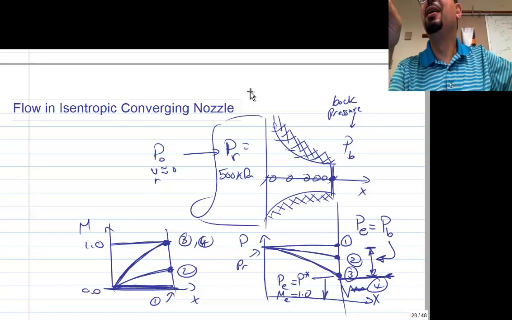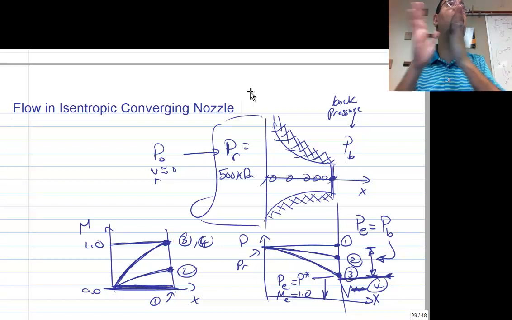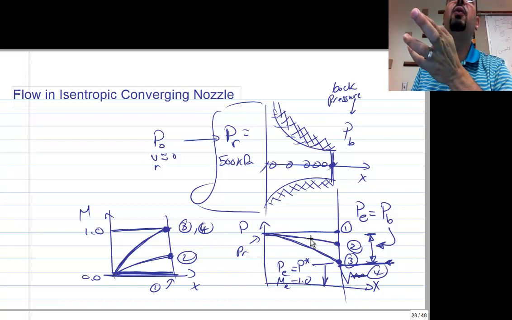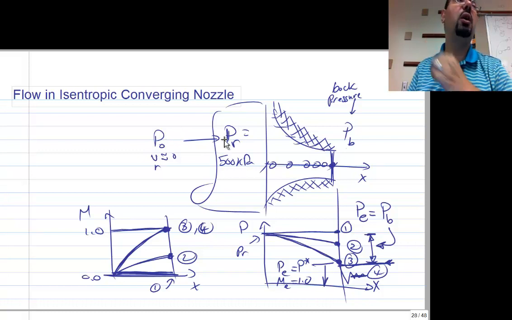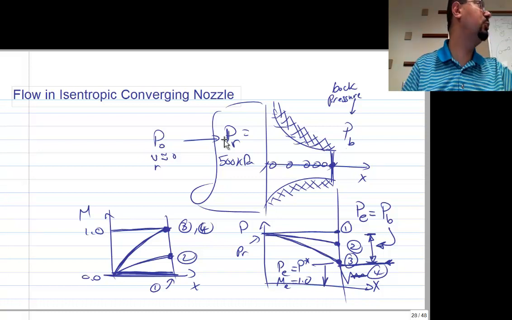So this is basically, let's have the easy part first, just the converging part, right? And let's watch what happens to the flow, the Mach number and the pressure, as we are dropping the back pressure. So here is the reservoir. We said the reservoir pressure is the stagnation pressure, right? When you tell me the reservoir is 500 kilopascal, that's the stagnation pressure.